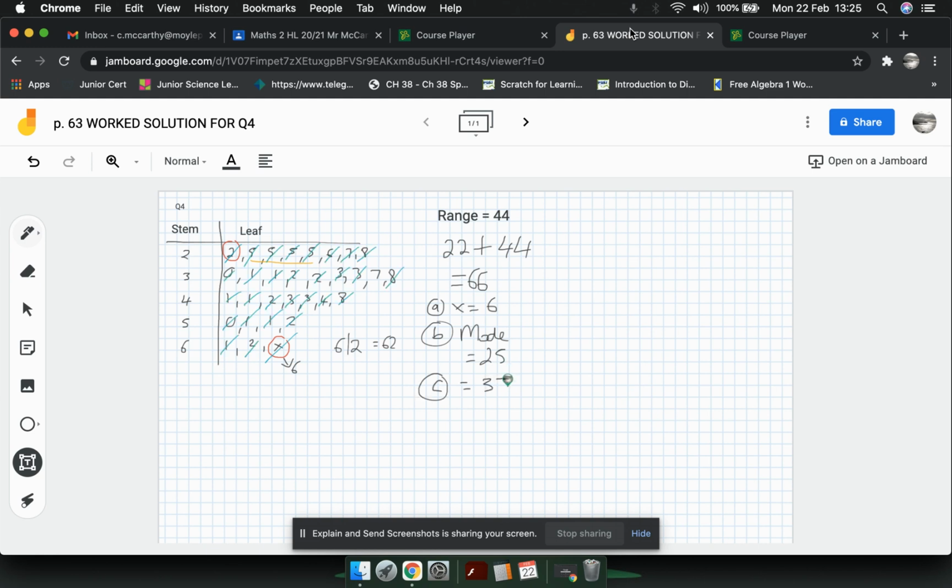Once we've worked that out now, actually, I was talking away and that wasn't catching up with me. What we've done there is we've worked out that the median is 37 because that was the only number that hasn't been crossed out. Okay, that is part C.